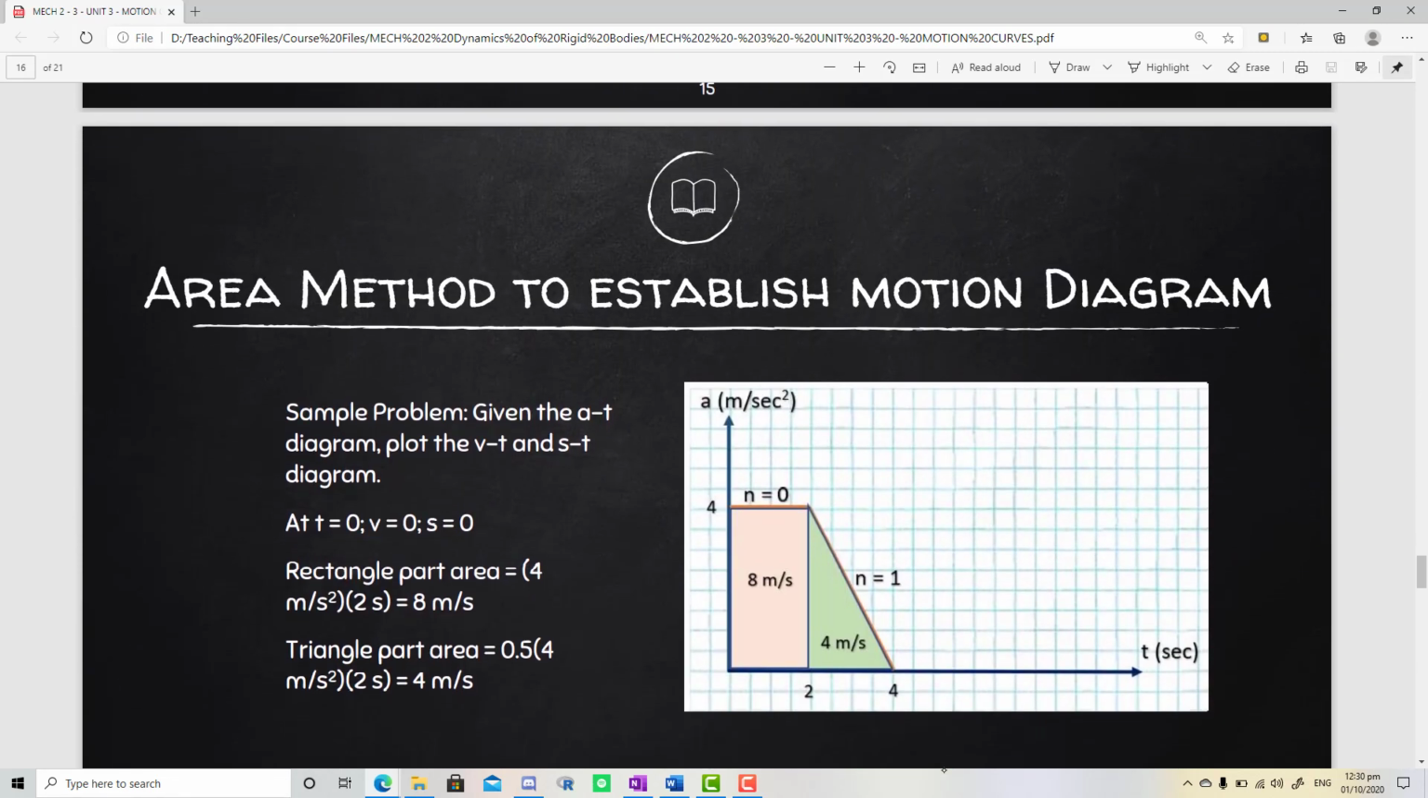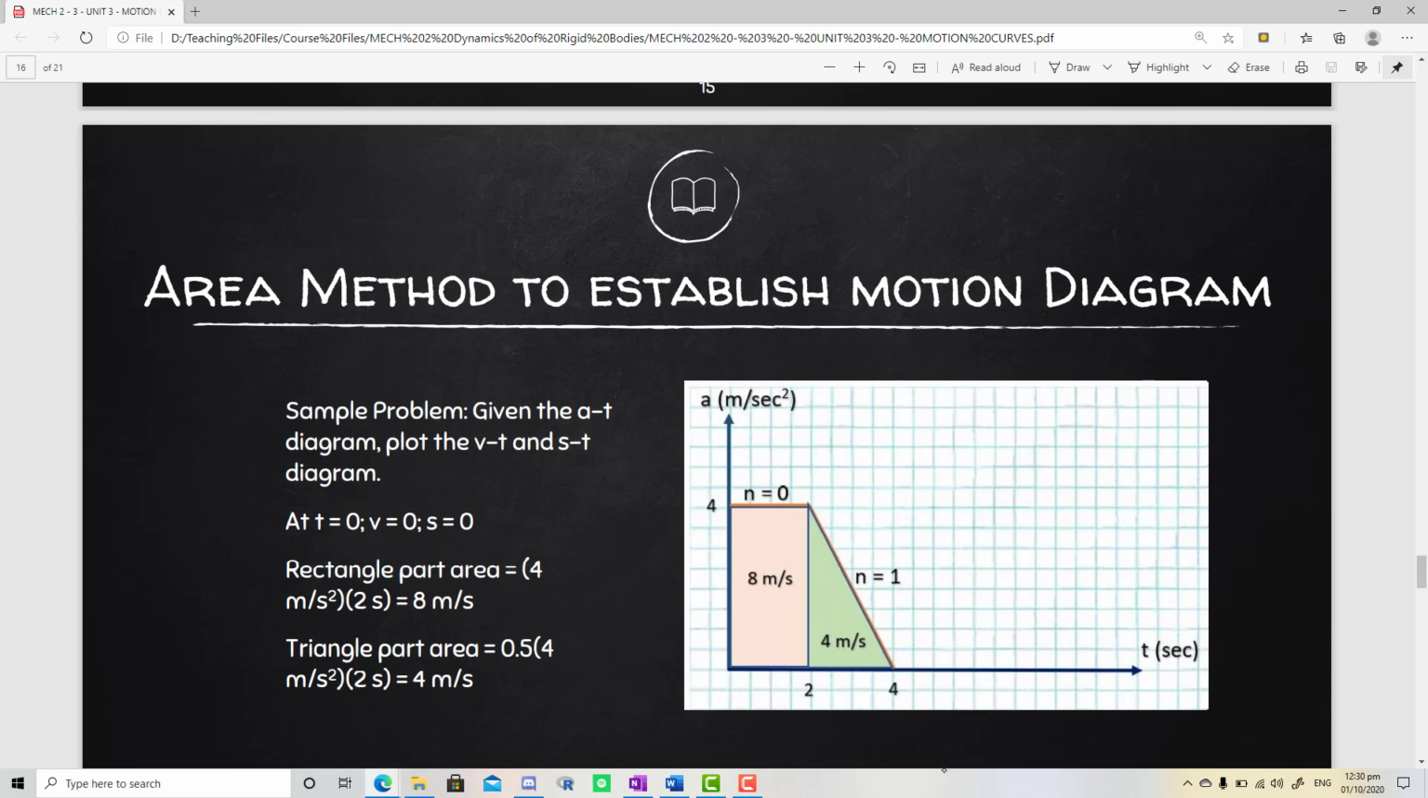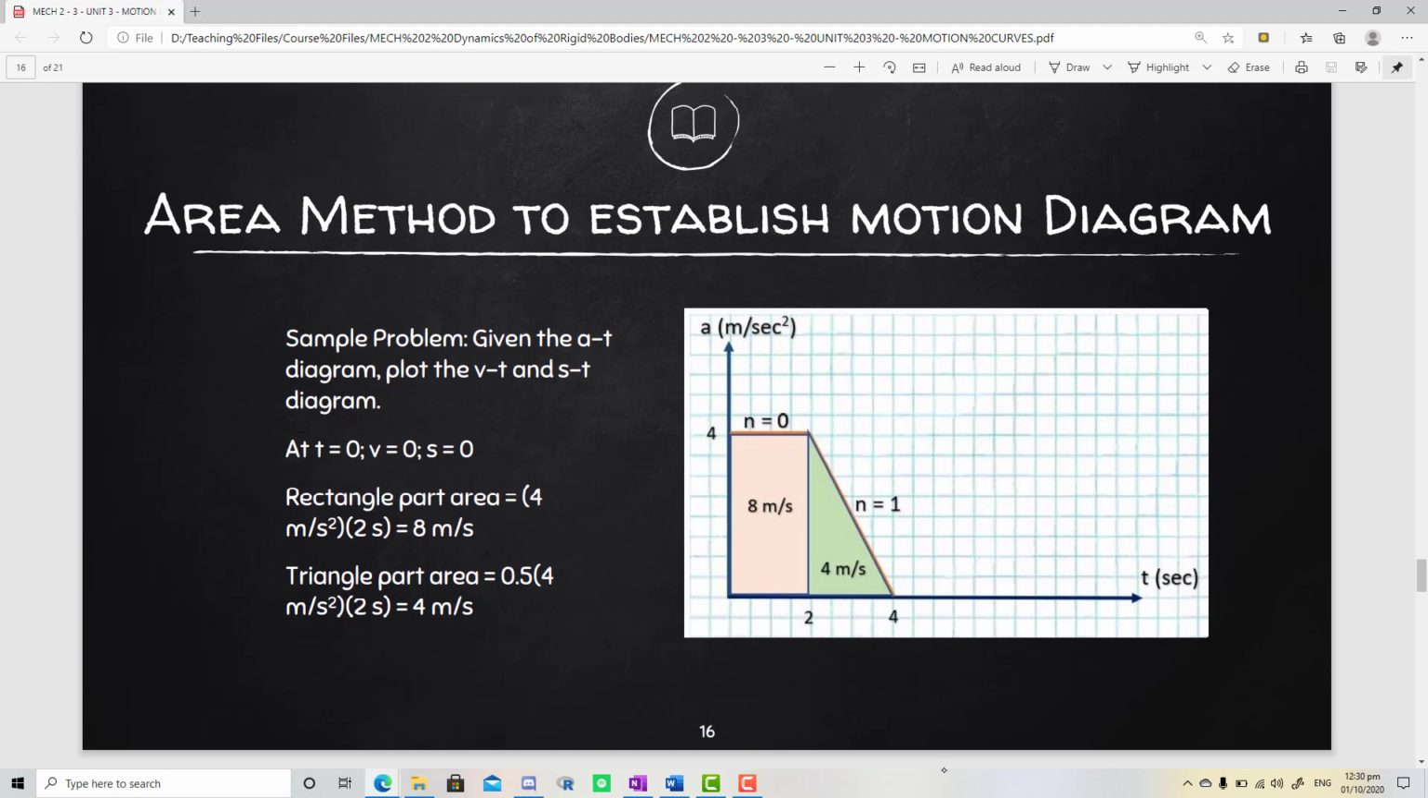And here is our first example for the area method to establish the motion diagram. We are given this curve. That is the acceleration time graph, and we are asked to plot the velocity time and position time diagram. To do that, we will use the area method.